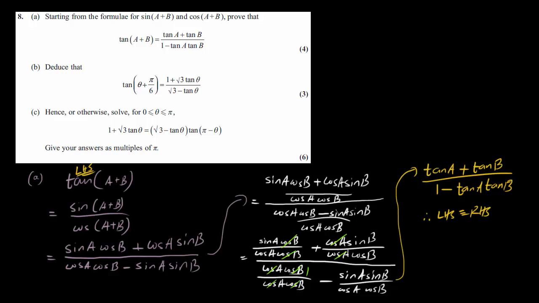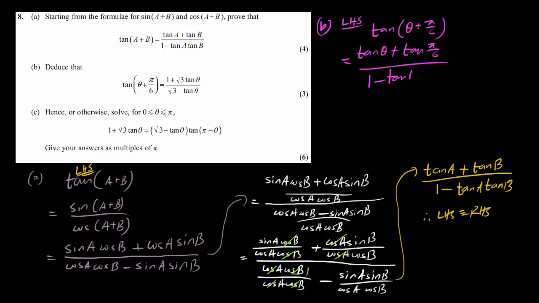So this is done. The next thing that we have to do in question B is to show that the left hand side, tan(theta + pi/6), is equivalent to (1 + root 3 tan theta) divided by (root 3 minus tan theta). Well, we have to use the previous sum, obviously. So theta is A, and pi/6 is B. So tan A plus tan B, which is tan pi/6, divided by 1 minus tan A, which is tan theta, times tan pi/6.